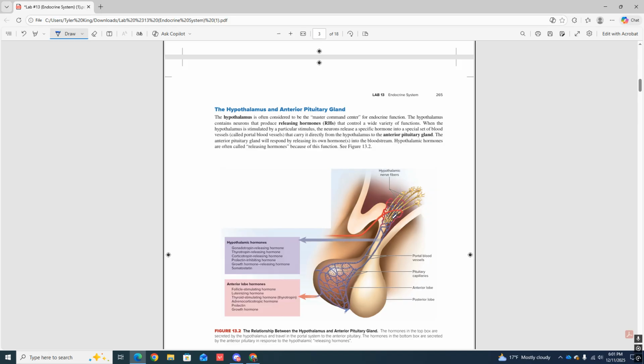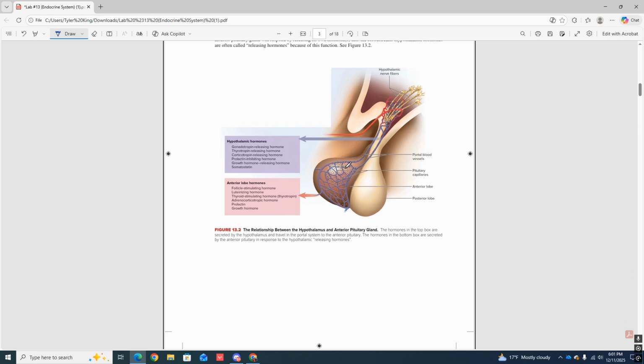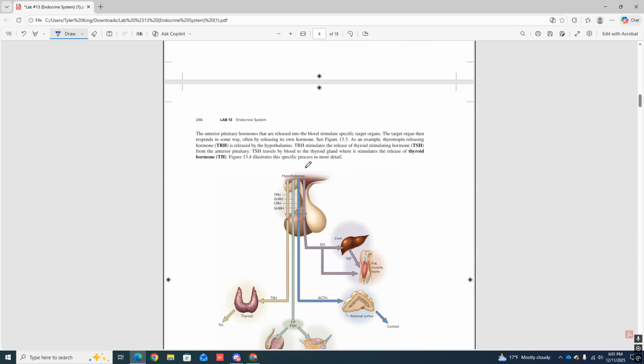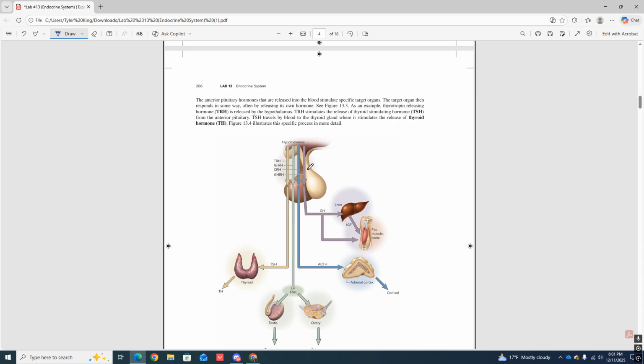All right. So you can see these blood vessels here. They start up in the hypothalamus and they run all the way down into the anterior pituitary, but they also run down to the posterior too. But we're focusing primarily on the anterior lobed pituitary hormones here. All right. Just another little example, just breaking it down a little bit further.